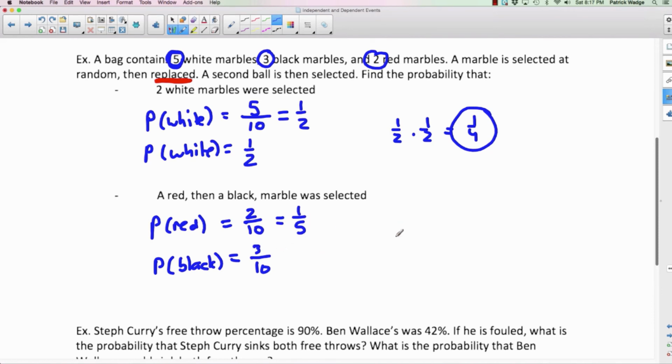So we're ready to multiply. Probability of getting the first one red is 1/5. Probability of getting the second marble black is 3 out of 10. And we multiply those together to get our answer. We get 3 out of 50. And that's in lowest terms. Nothing else you could do.